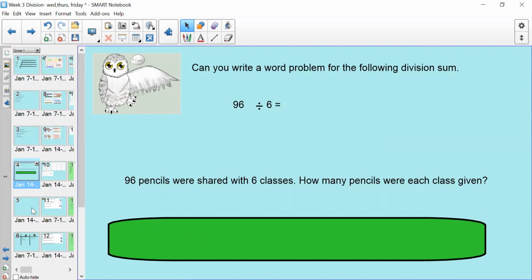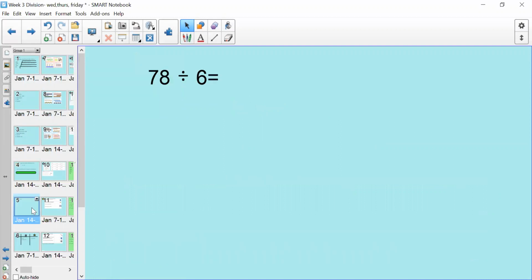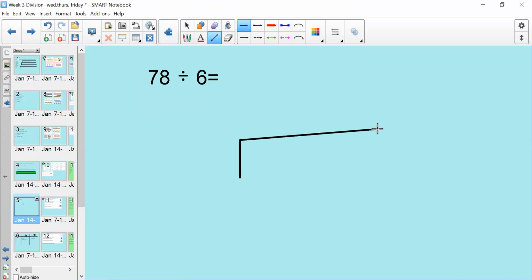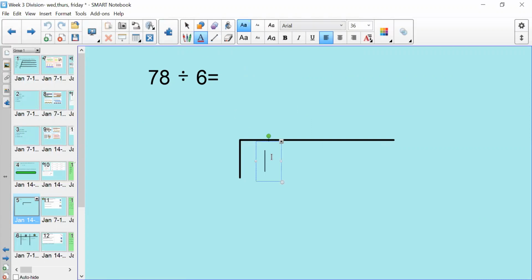Okay, so today's lesson is just revising what we did in yesterday's lesson. So we're going to still be dividing 2-digit numbers by 1 digit using the bus stop method. Okay, so we're just going to do another day of these, and then tomorrow we're going to move on to having remainders with our division.